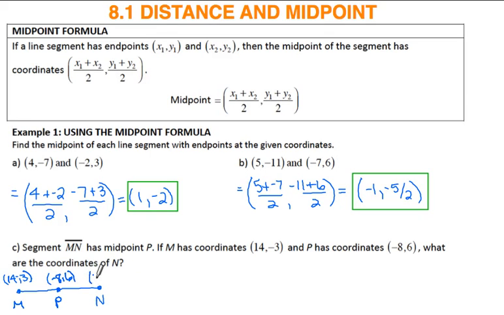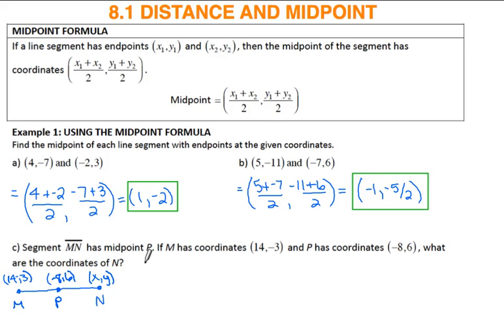So since we don't know the coordinates of N, I'm going to go ahead and label that as X and Y. Now normally when you find the midpoint between these 2 points, M and N, you would add your X coordinates, divide by 2, add your Y coordinates, and divide by 2. Now we're given the midpoint, so we can use that information to figure out what X and Y are.